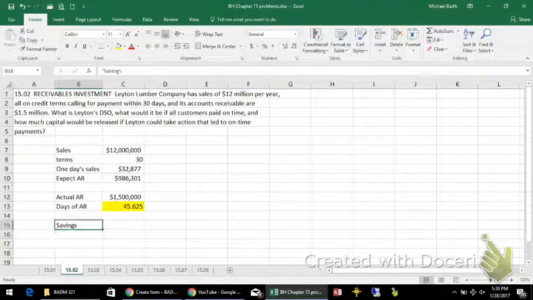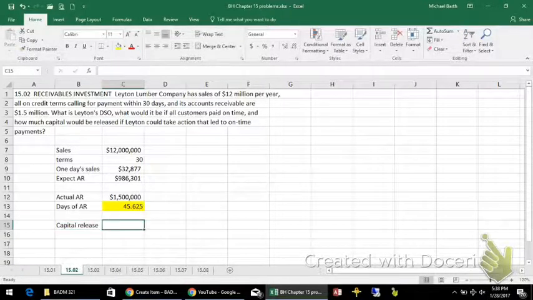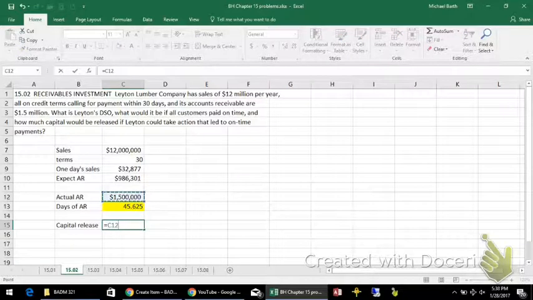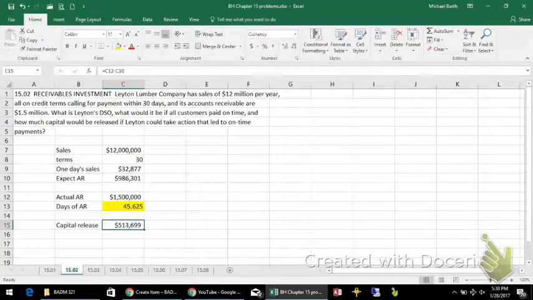Or the reduction in capital, let's call it capital release. Since accounts receivable is $1.5 million, if all the customers paid on time, that would be $513,699. They would not have to borrow from the bank or from their shareholders in order to fund all these accounts receivable.